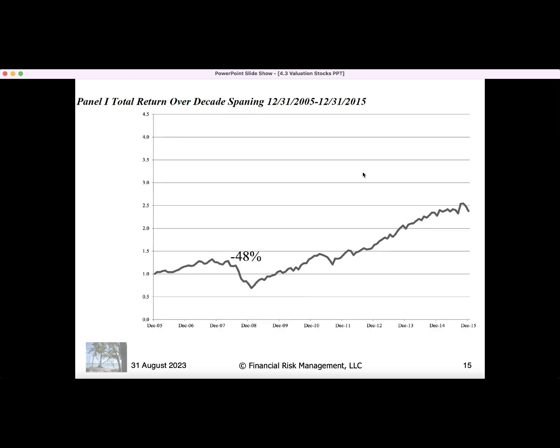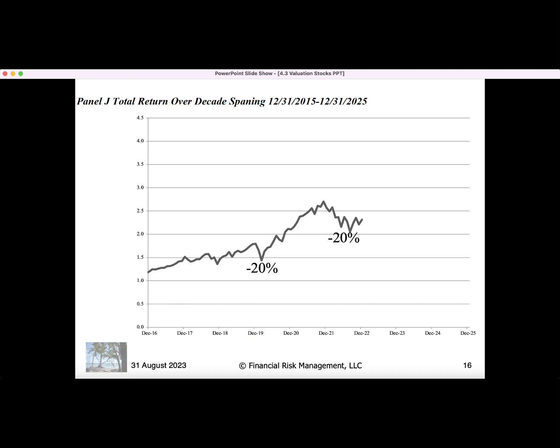In the decade from 2005 to 2015, again, the familiar downdraft of 48%, but being up about 150%. And from 2016 to early 2023, in this particular decade, we've had two downdrafts of 20%. And so the overall conclusion is that if you invest in stocks, you should expect to have significant downdrafts from time to time. But over the long run, you should have significantly positive performance, assuming your expenses are relatively low and you can manage the tax consequences well.